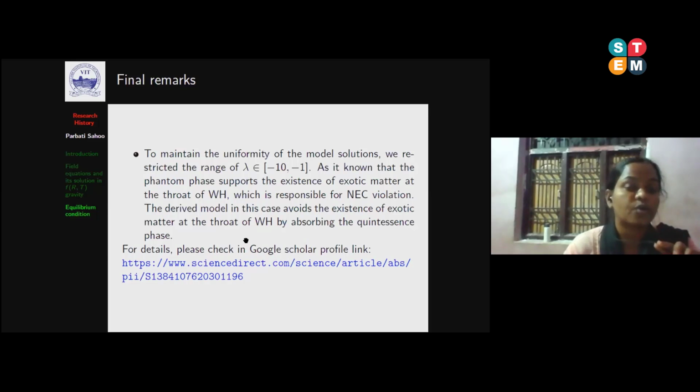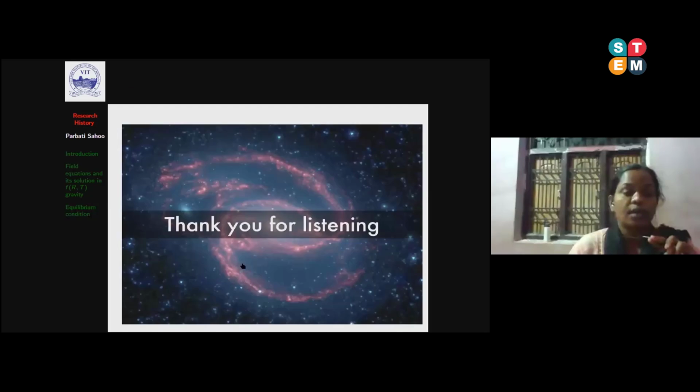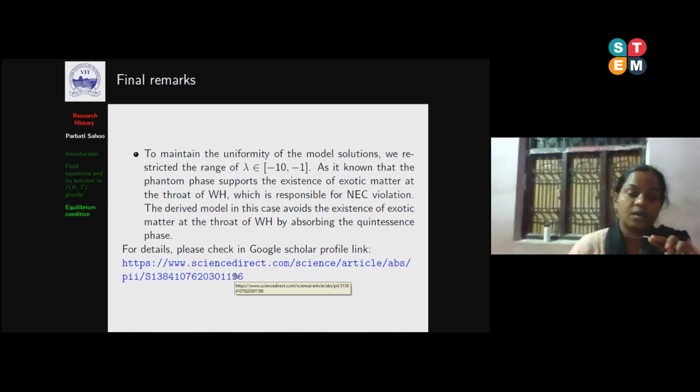That is our motto to say here. In modified gravity, we should concentrate on reducing or avoiding the existence of exotic matter. For that purpose, this model is quite interesting in this context. For all details, we can see the link of this article, which is published in New Astronomy. So thank you all for listening.